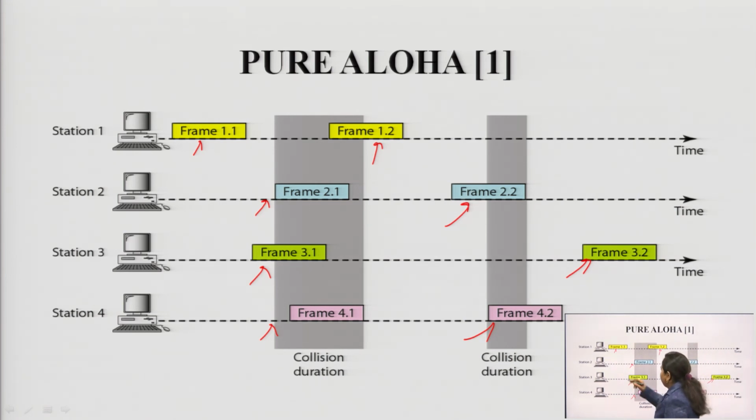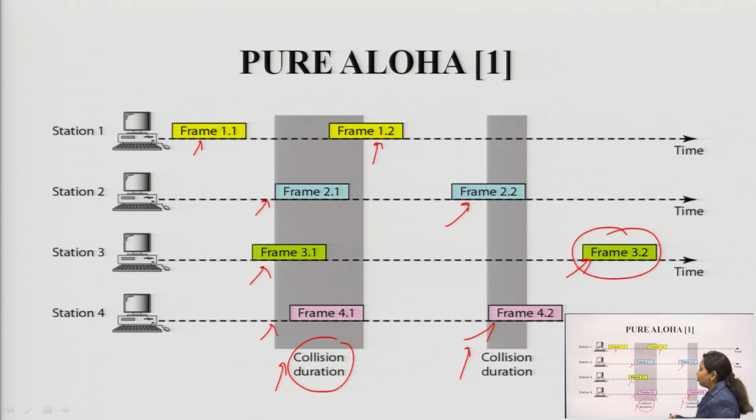In this case, frame 1.1 will be sent, and you can see here frame 1.2, the second frame of the first station, and the first frames of stations 2, 3 and 4 respectively, and this is the second frame. You can see that some parts of these are overlapping. This means there is a collision; this is known as the collision duration, and due to this collision there is loss of information. Then this second part also has a collision duration, and you can see that this one does not overlap with any frame from the respective stations. So, there is no collision. Here, at these two places, the collision will take place. So, this is the concept of pure ALOHA.